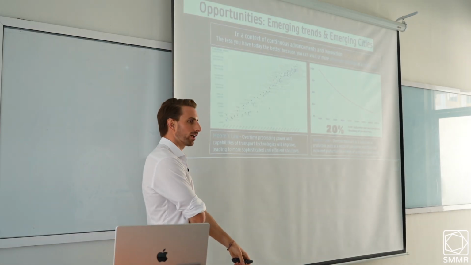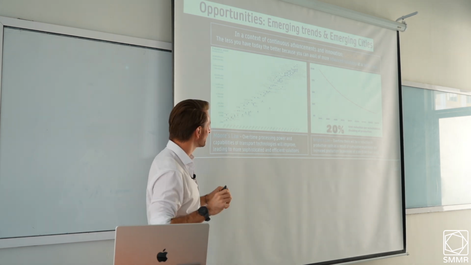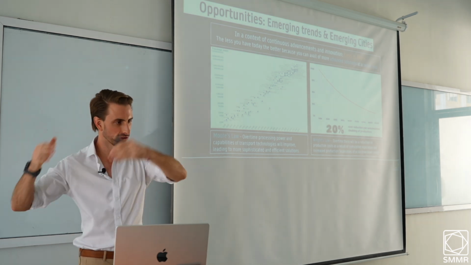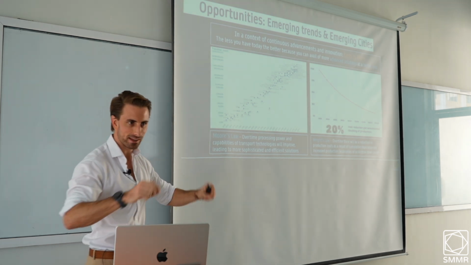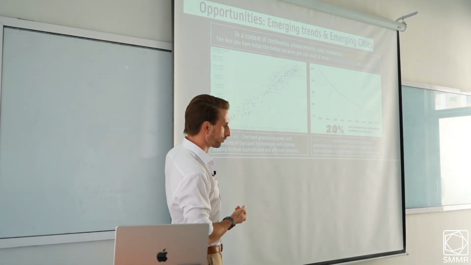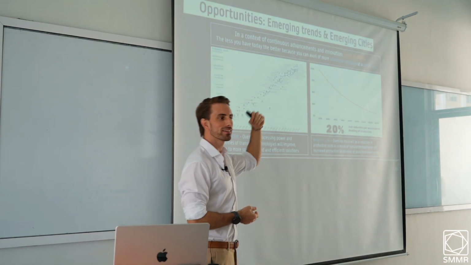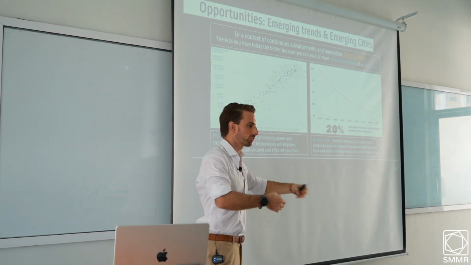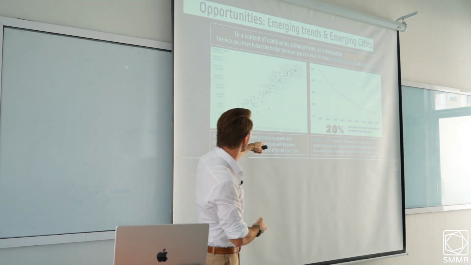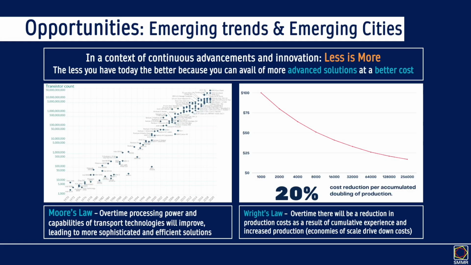And I work a lot in what we call emerging cities, where there's less technology being used today, but that's a very good thing, because in a context of continuous technological advancements, less is more, because technology is improving so fast that if you invested in your traffic light system 10 years ago, you would get something with much less processing power. Whereas today, things have improved exponentially.